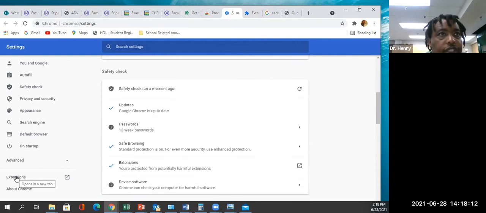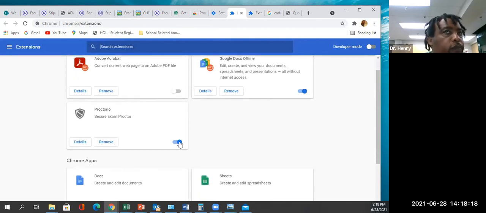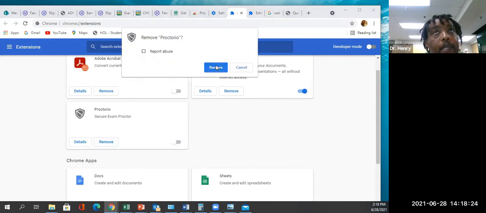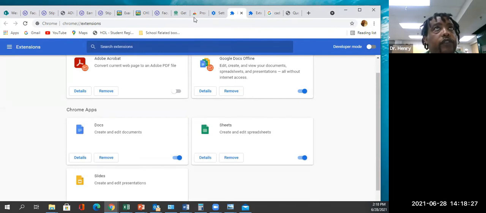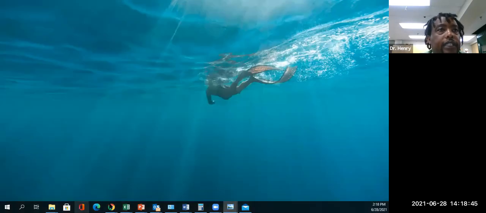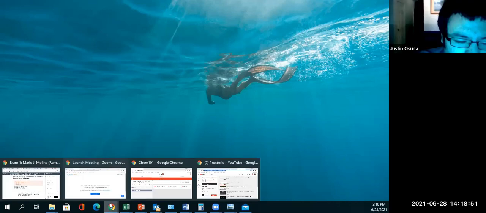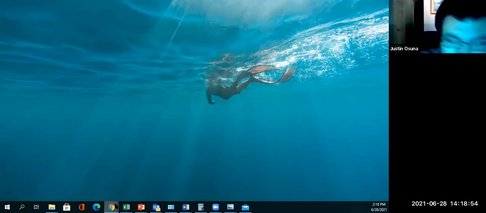Then go to extensions and click onto your extensions. You may have trouble with Proctorio, so one thing you can do is remove Proctorio and then reload it. Then go completely out of the browser, completely close the browser, and come back into the browser and go back into the exam. So when you go back into the exam, oops, sorry, that's not what I wanted to show you. You have it on the Zoom part. There you go.